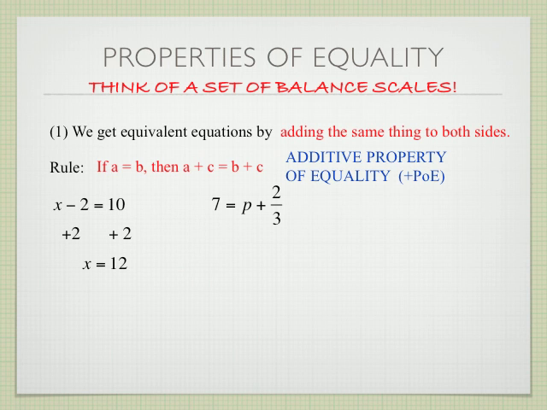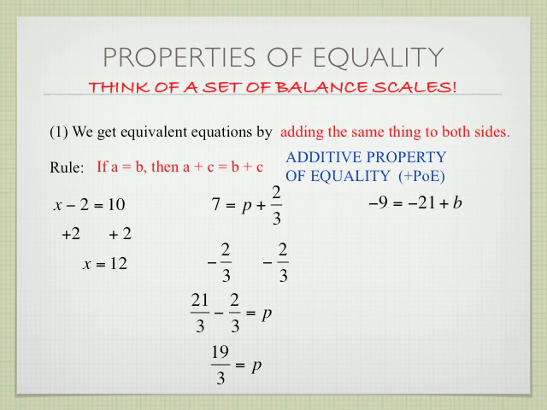If I have p plus 2/3 equals 7, what would I need to do to solve this? Well, I'd want to get rid of that 2/3. I want p by itself. So I'd subtract 2/3 from both sides. 7 is the same as 21/3. So p would be 19/3.